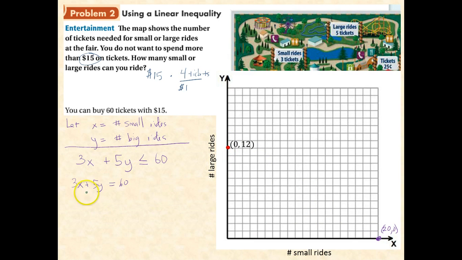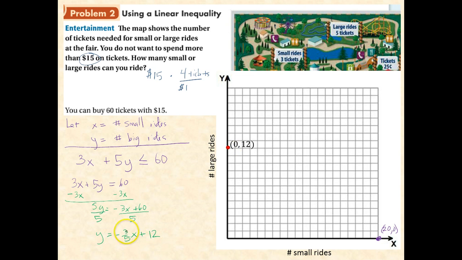Well, say you don't love graphing in that method, but you really like the slope-intercept method. Well, all you got to do is get y by itself. So subtract 3x from both sides. You get 5y is negative 3x plus 60. Then divide both sides by 5 and you get y equals negative 3/5 x plus 60 divided by 5 is 12. So you still get your y-intercept to be (0, 12).